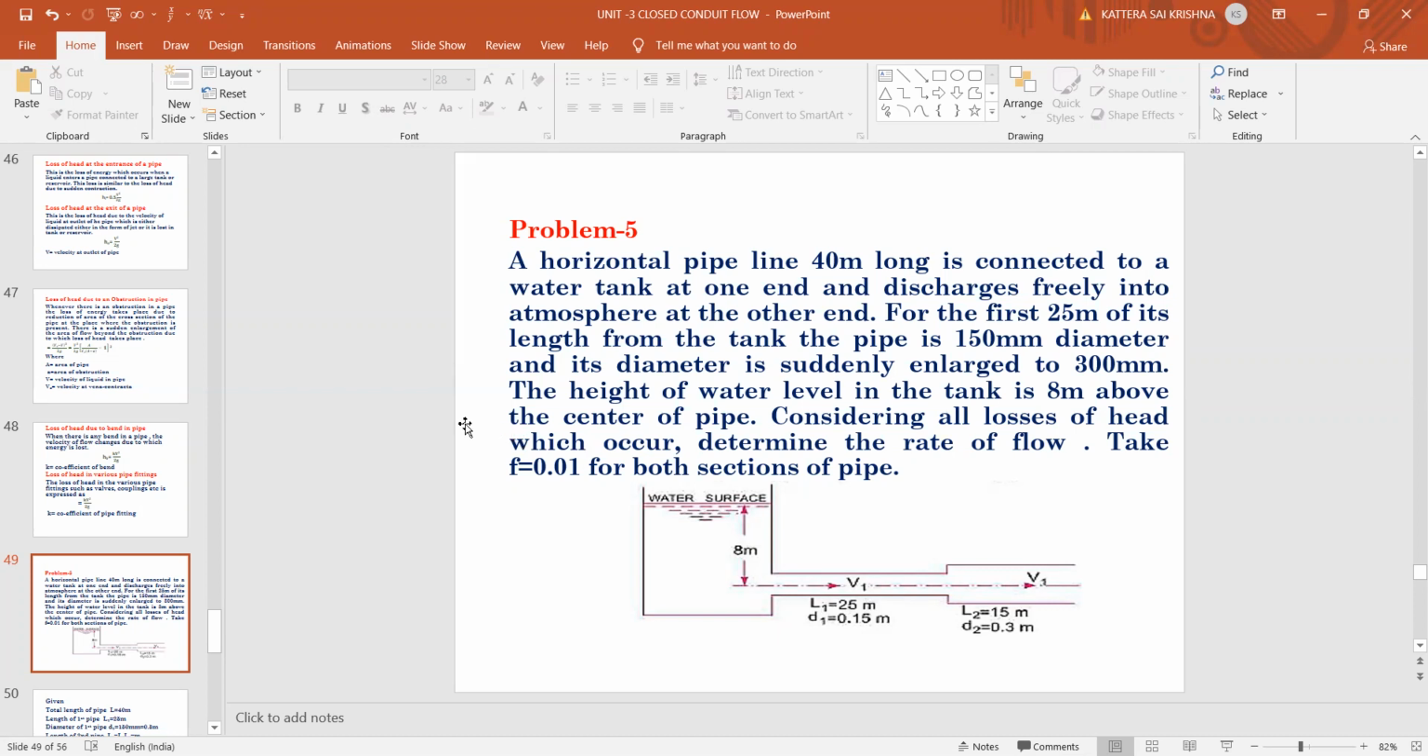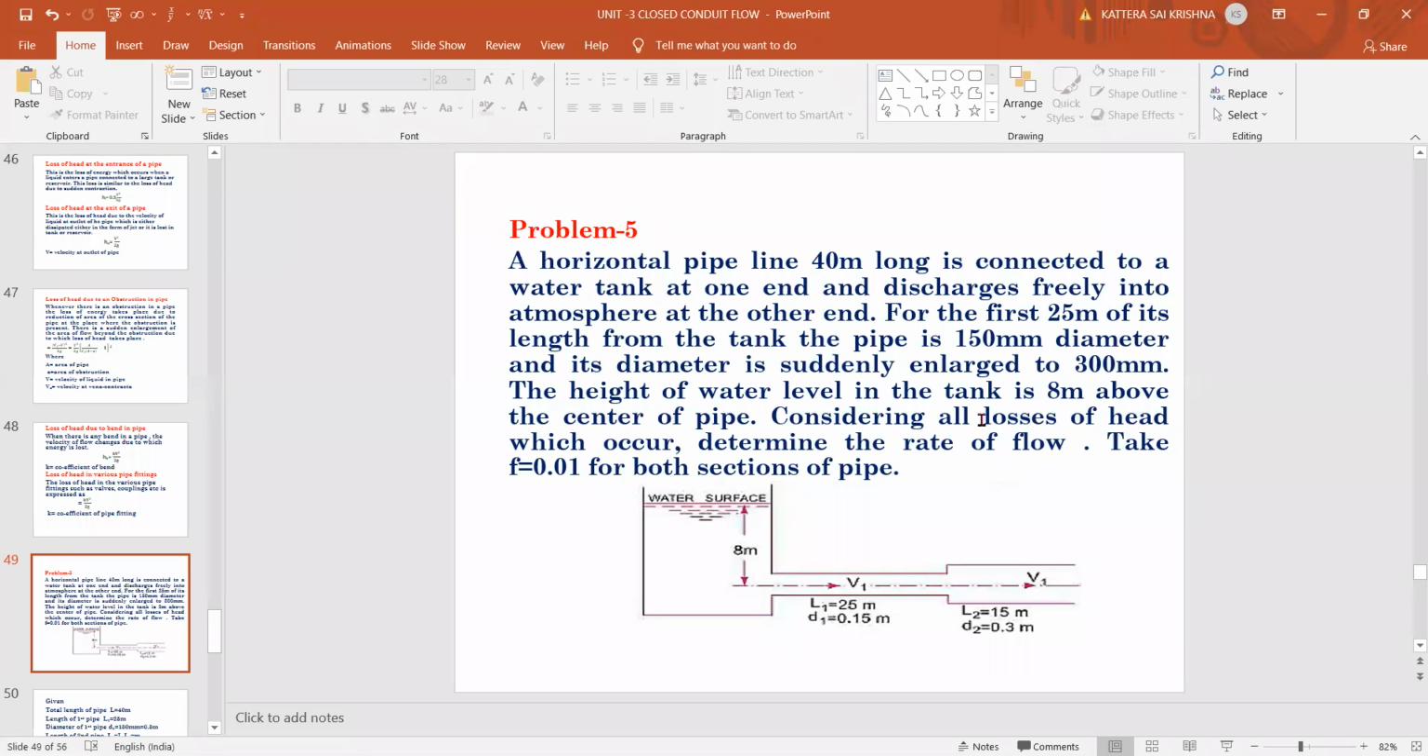And its diameter is suddenly enlarged to 300 mm. So the diameter at the second section is 300 mm. The height of water level in the tank is 8 meters above the center of the pipe. So he's telling that the water in the tank is 8 meters above the center of the pipe. So this you can take as datum line, because since we are using Bernoulli's equation, we need to know the datum line for finding Z1, Z2. Since it is uneven heights, we'll get Z1, Z2, Z3, everything.